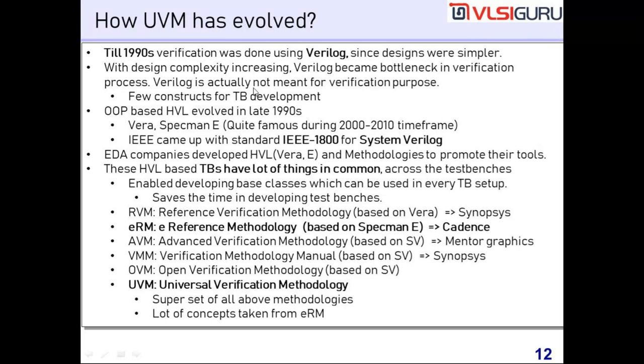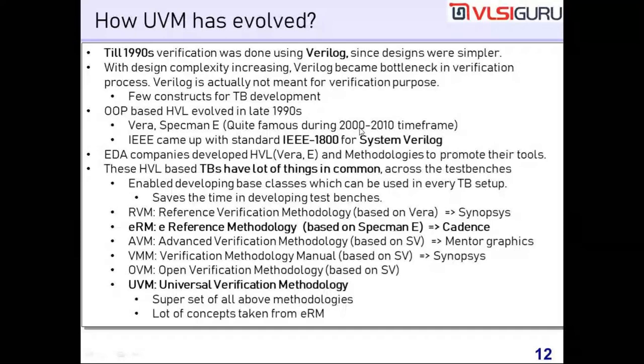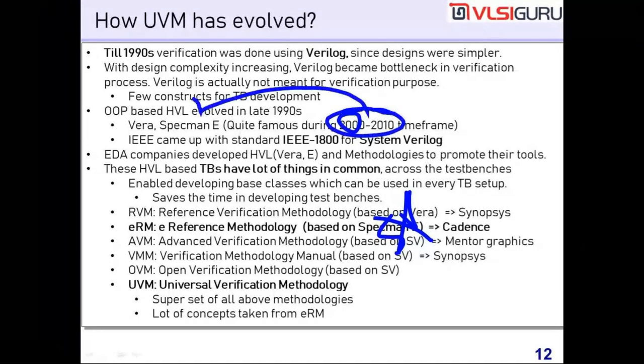object-oriented programming. So object-oriented programming based hardware verification languages evolved in the late 1990s. What are the languages that evolved? Vera and Specman. These are the two languages that were quite famous during the 2000-2010 time frame. If you go back to 2000, SystemVerilog was not there at that time. Around this time, people were using Vera and Specman.